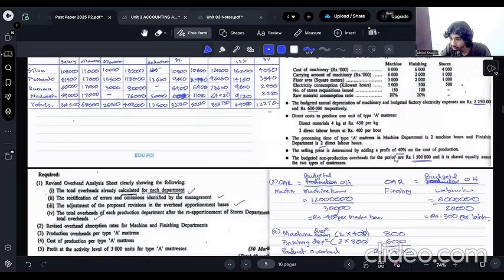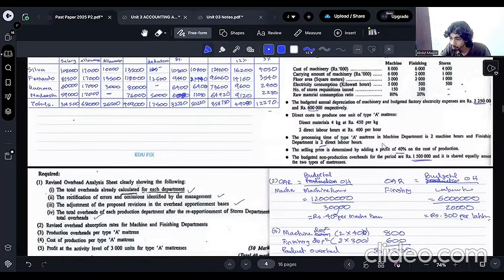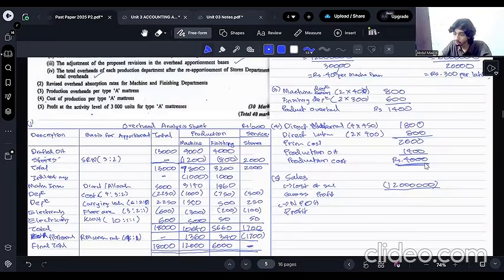The profit, the gross profit, right? The selling price is determined by adding a profit of 40% on cost of production. That means the gross profit, so 40% of 12,000,000 will be 4,800,000. Then the sales will be 16,800,000, right? So the gross profit, if you add your cost of sale, you will get your sales value.